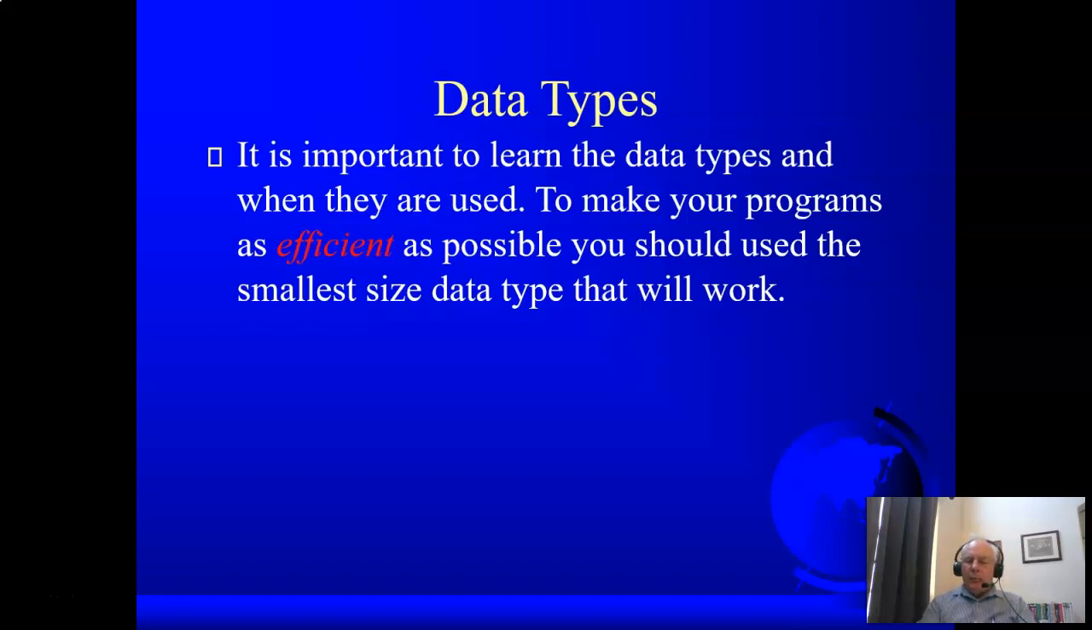Perhaps not quite as important today because we have large memory models as it was in the past. But to make your programs as efficient as possible, you should use the smallest data type that will actually work for your specific operation. When you get involved in arrays, it becomes a choice of an array of integers versus an array of longs. Now, a long is twice as big as an integer.